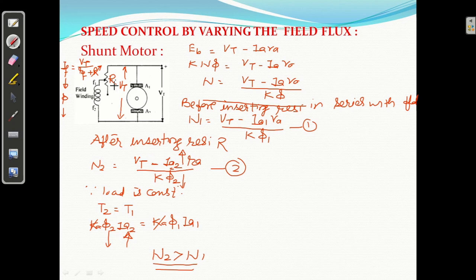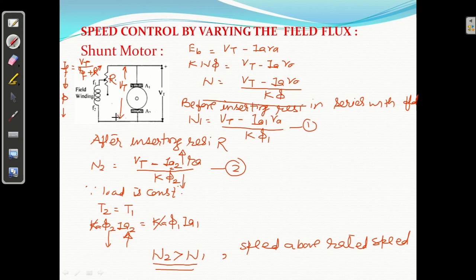This means that when you insert the resistance in the field circuit, speed will increase, and we will control the speed above the rated speed. By this method you will get speed more than the rated speed, or speed will increase by controlling the flux. So this is how we can control the speed.